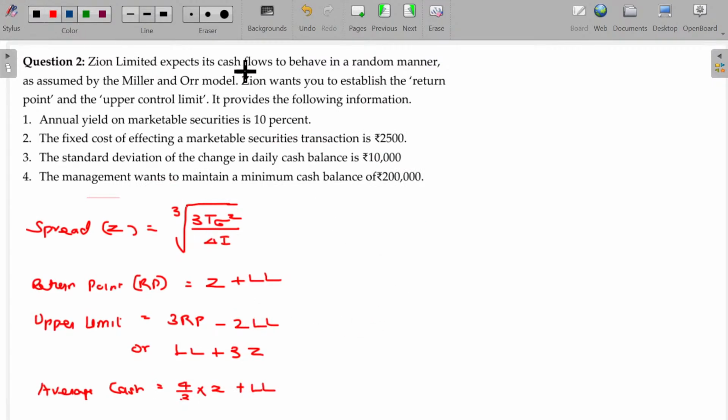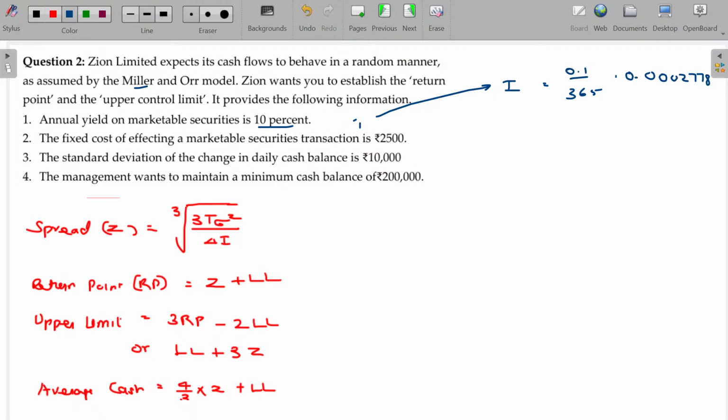Xeon Limited expects its cash flows to behave in a random manner as assumed by the Miller and Orr model. Xeon wants you to establish the return point, upper control limit, everything. Annual yield of marketable securities being this much, then daily interest should be 0.1 divided by 365. Come on, get me the value. Daily interest, 0.000278. I can round off the last digit here.